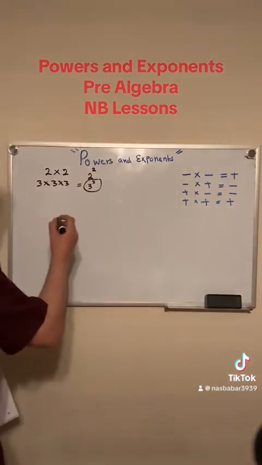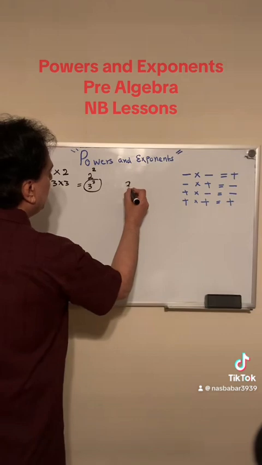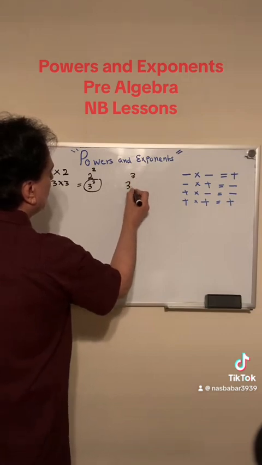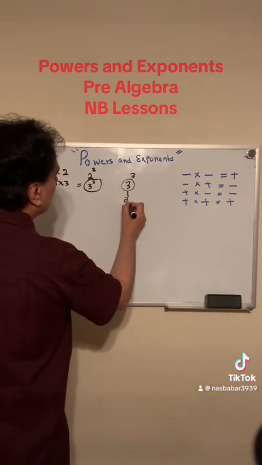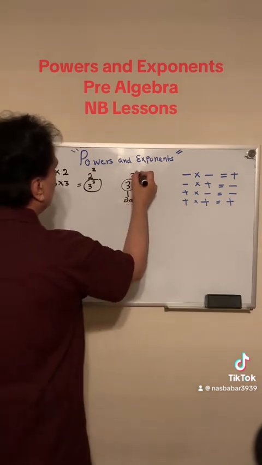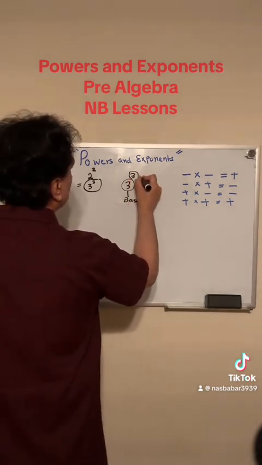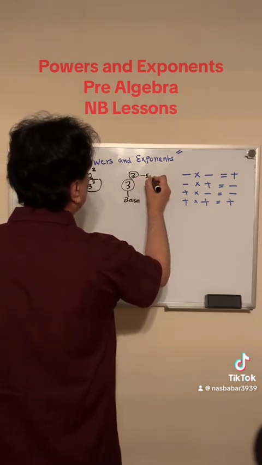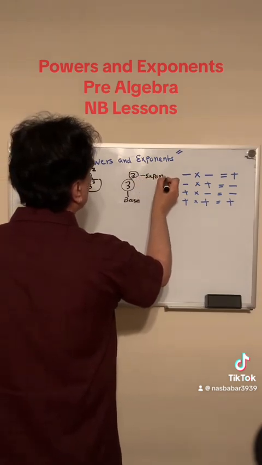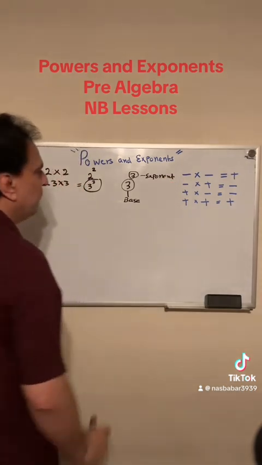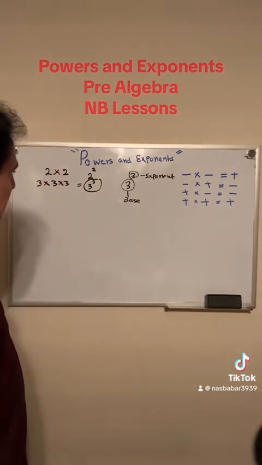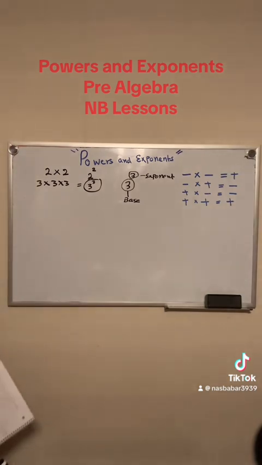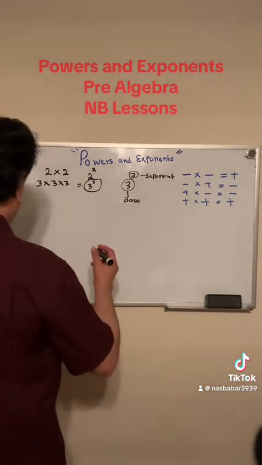Now, I said 3 raised to power 3. This right here is known as base. Okay, and this right here is known as exponent. So hopefully that's clear. Now, let's go ahead and see if we can do some examples. That would make more sense to you.